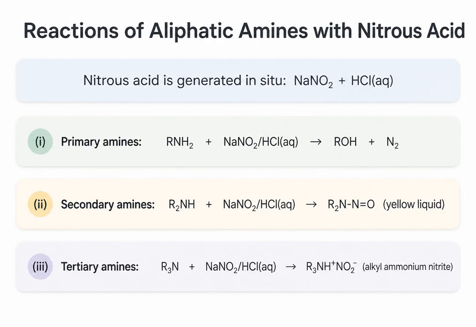Now, how do these amines react? A classic test is their reaction with nitrous acid. Because nitrous acid is highly unstable, we generate it directly in the reaction flask by mixing sodium nitrite with dilute hydrochloric acid. Primary aliphatic amines react to form alcohols, releasing bubbles of nitrogen gas, a very clear visual cue in the lab. Secondary amines behave differently. They form alkyl nitrosoamines, which separate out as distinct yellow liquids. Tertiary amines simply undergo an acid-base reaction to form soluble alkyl ammonium nitrite salts.